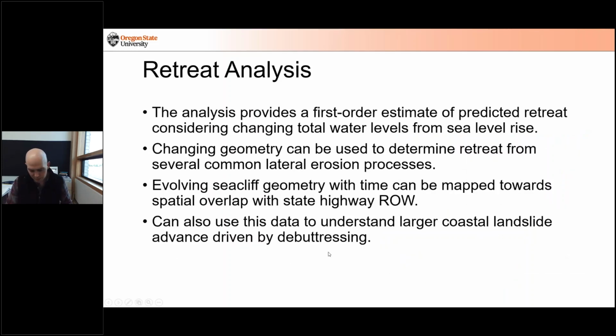So that gives us an idea of sea cliff retreat from sea level rise, and just as a tool that our state is using. And we can use that changing geometry to determine retreat from lots of different lateral erosion processes. And we can look at the overlap with highway right-of-way and get time to impact. We can also use it to look at larger coastal landslide advance driven by the debuttressing of coastal erosion.